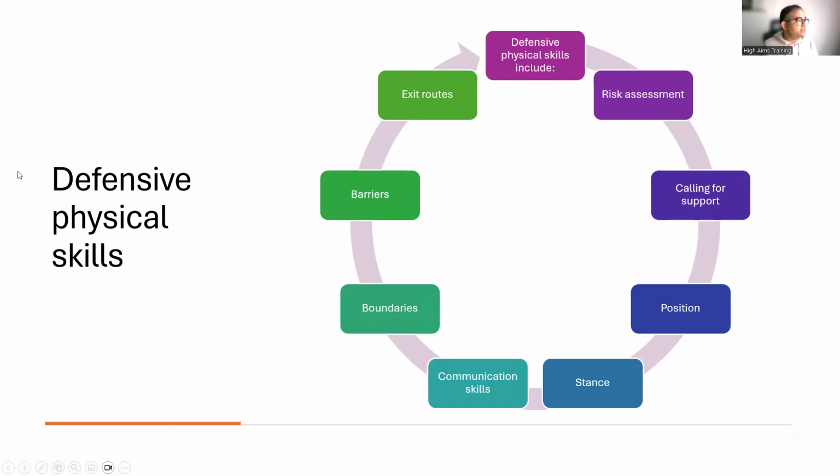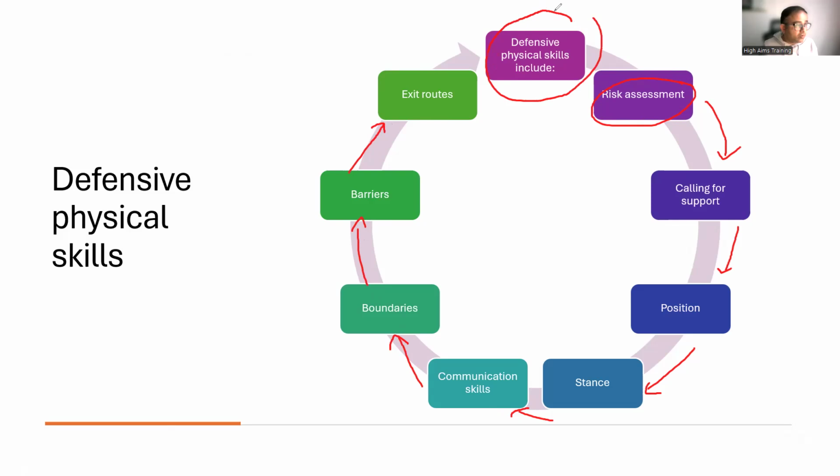Now, physical defensive skills first include risk assessment. So you have to do a dynamic risk assessment. What is dynamic risk assessment? It is on-the-go risk assessment, where you are doing a risk assessment in a changing environment. Then you can call for support, make sure you are in a proper position, you can take a stance, and then use your communication skills. You need to have proper communication skills. You need to know about the boundaries, any barriers, and exit routes. So defensive physical skills include all of that.